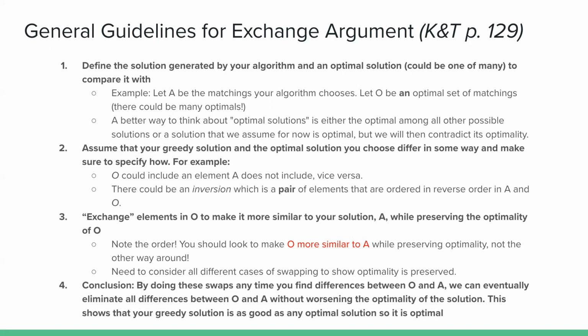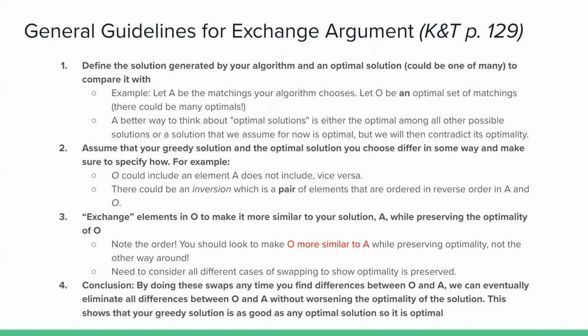Okay, that's where the name exchange argument is from. We're exchanging elements in O to make it more and more similar to our solution A. And what that's eventually going to prove is that when we make an optimal solution more like our greedy solution, that doesn't make it any less optimal, which implies that our greedy solution is optimal. That's the baseline for an exchange argument.